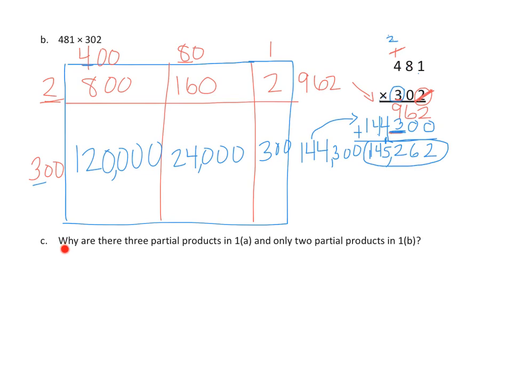Really quick, we're going to just answer this question and not write it down. Why are there 3 partial products in A and only 2 partial products in B? So here's B. Why do we only have 2 partial products? It's because the 10s digit in 302 is 0. And so we're not going to waste the time to write all zeros going across to have three partial products. This 0 has no value, so we're going to skip it.